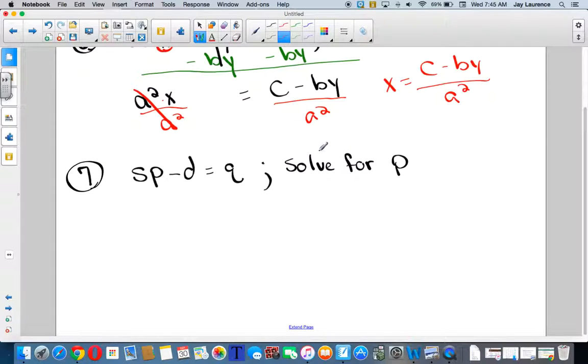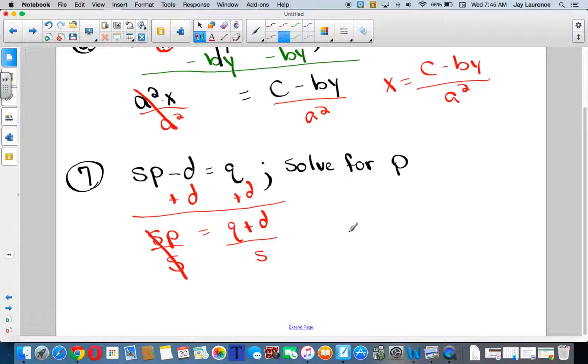All right, number 7, I have to solve for p. Again, you can pause the video and try this on your own. So the first step will be to add d to both sides. And so I'll get sp equals q plus d. And then I've got to get p alone. s is attached by multiplication. I'll divide by s. And so I'll end up with the equation p equals q plus d divided by s. And there you go. Simple as that.